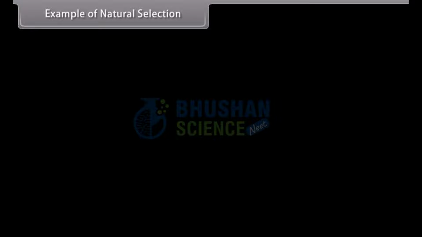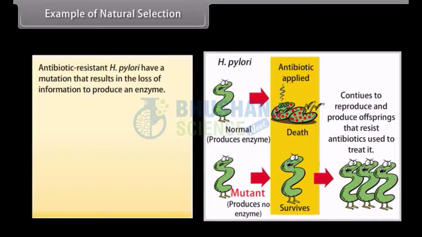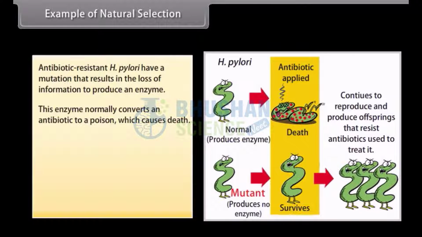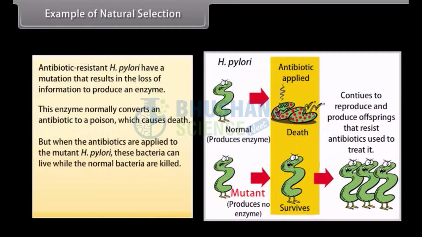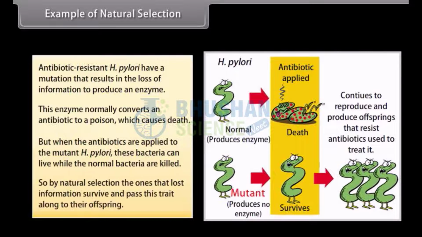Example of natural selection. Antibiotic resistant H. pylori have a mutation that results in the loss of information to produce an enzyme. This enzyme normally converts an antibiotic to a poison which causes death. But when the antibiotics are applied to the mutant H. pylori, these bacteria can live while the normal bacteria are killed. So, by natural selection, the one that lost information survives and passes this trait along to their offspring.